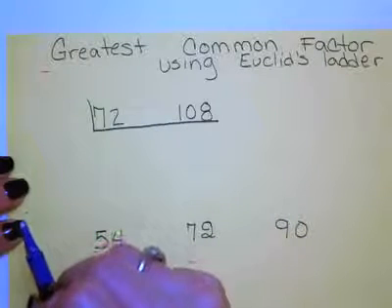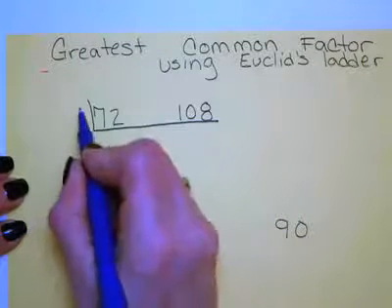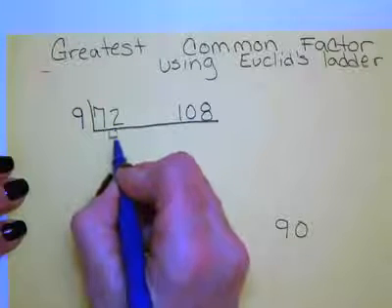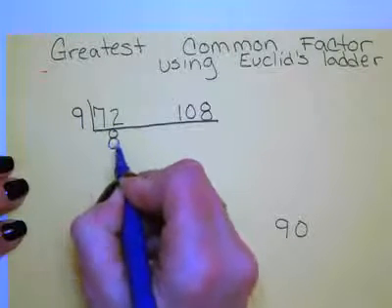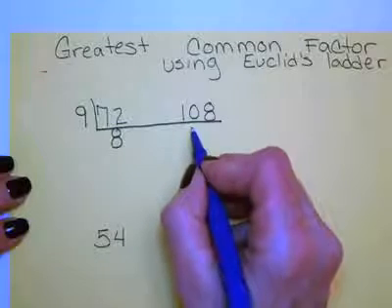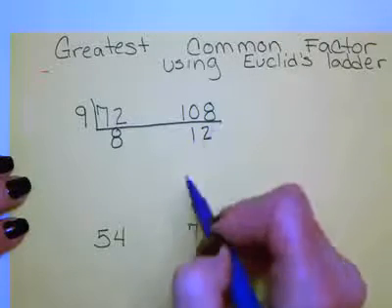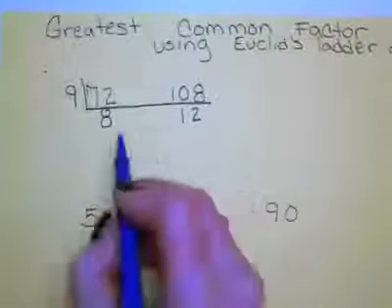What is a number that goes into 72 and 108? I would start with 9. 9 times 8 is 72. Put the 8 under the 72. 9 times 12 is 108. Put the 12 under the 108.